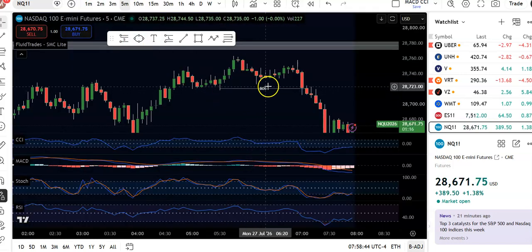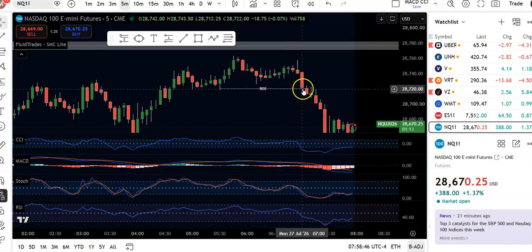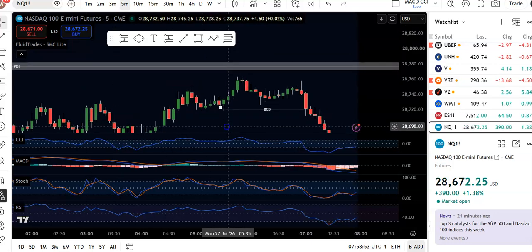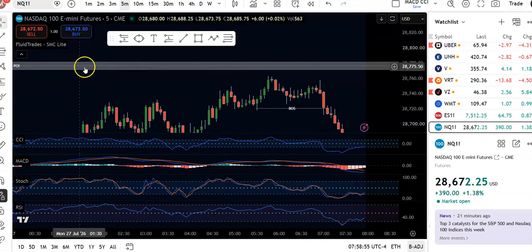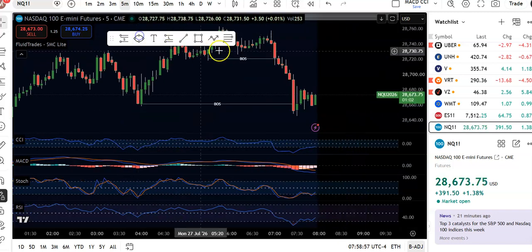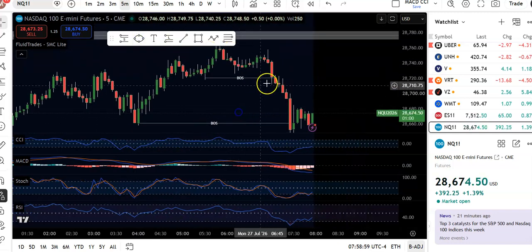So we got a break of structure right here, and this is automatically set in. I can't remember. Okay, it's Fluid Trades SMC Lite. That's what shows all these different places of interest. Break of structure, break of structure. It's all automatically put in there.